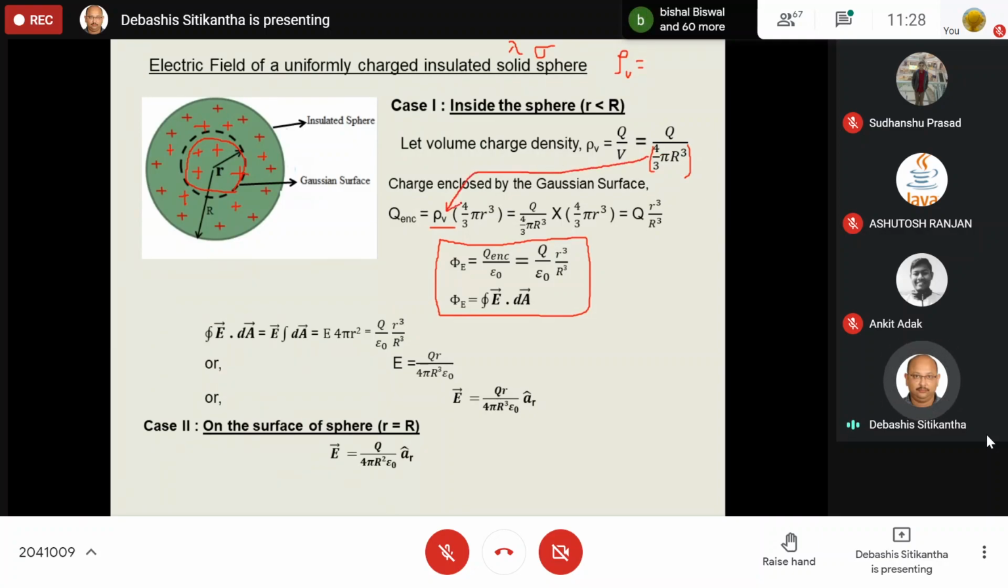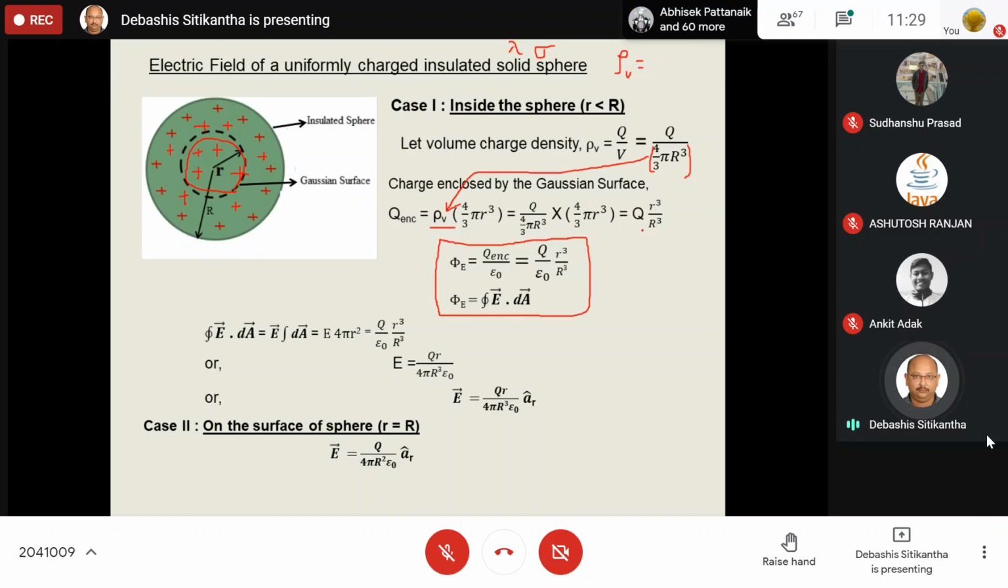If we do that, the expression comes out to be like this: Q by 4 by 3 pi capital R cube multiplied with 4 by 3 pi small r cube. So this 4 by 3 gets cancelled out, pi cancelled out. So finally, your Q enclosed comes out to be total charge Q whole into r cube by R cube. The numerator r is small, the denominator R is capital.